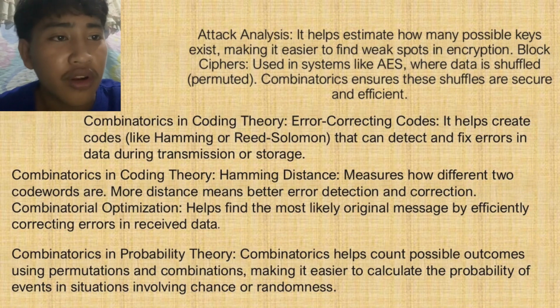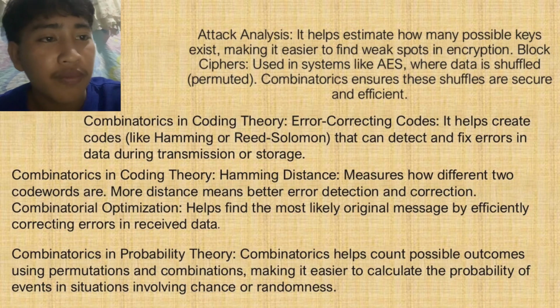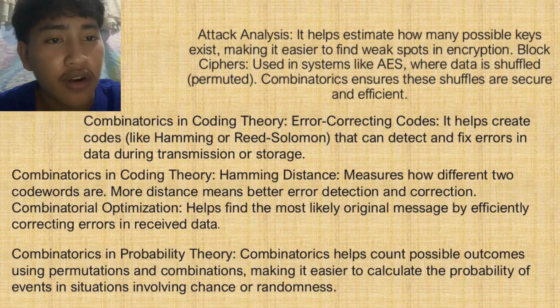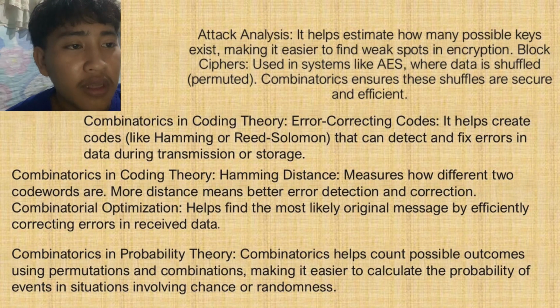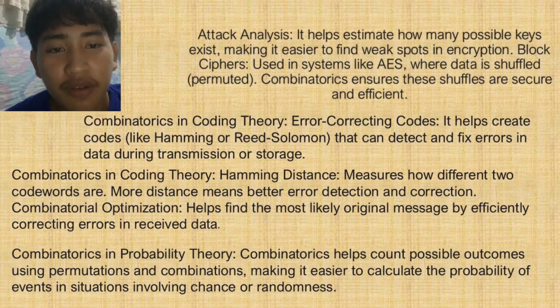Combinatorics in coding theory, error correcting codes. It helps create codes like Hamming or Reed-Solomon that can detect and fix errors in data during transmission or storage. Hamming distance measures how different codes are; more distance means better error detection and correction. Combinatorial optimization helps find the most likely original message by efficiently correcting errors in received data.